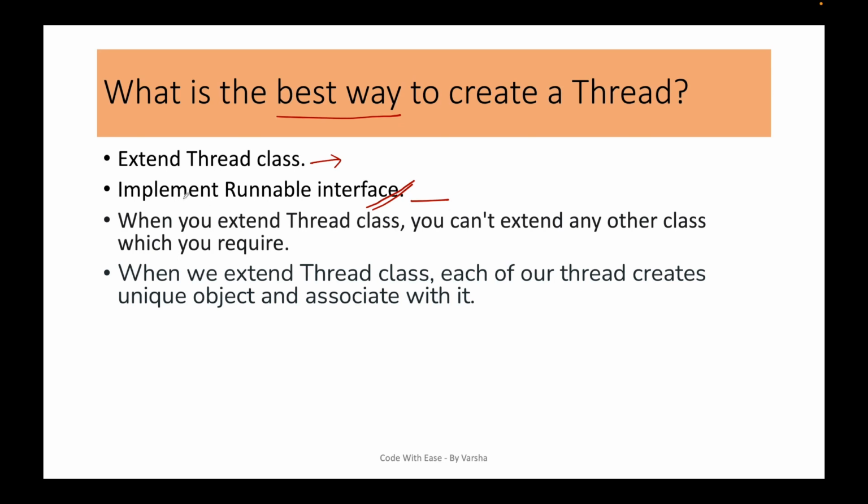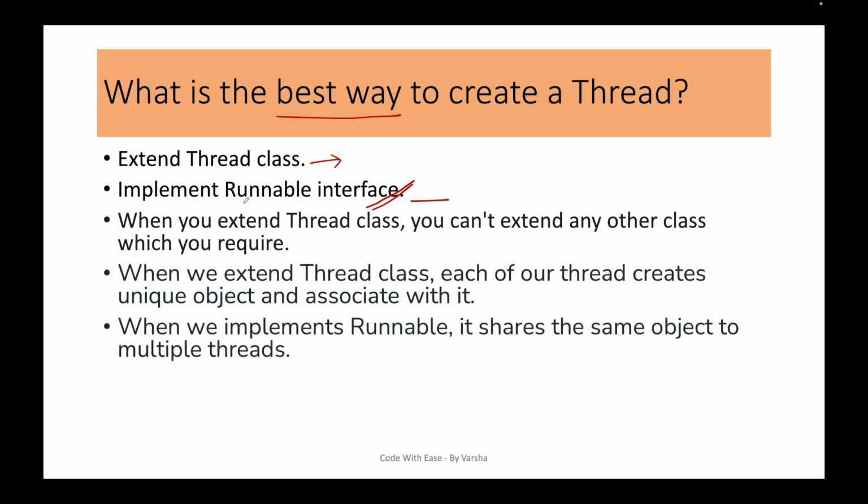But what we will see is, when we are implementing the runnable interface, on the other hand, we are sharing the same object to multiple threads. Same object as in the object, the instance of the class. We use new operator to create an object of a class. So that new and the class name we are doing only once. And then that object only we are reusing to spawn or create multiple threads. So let's go to the IDE to see that.